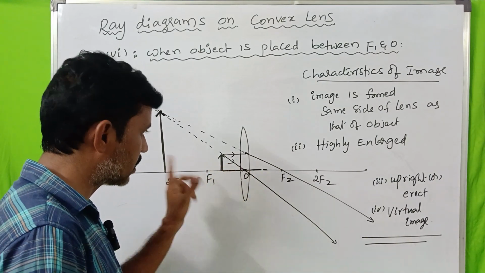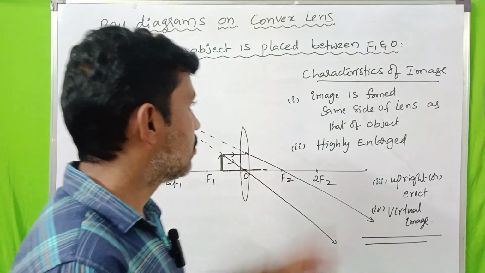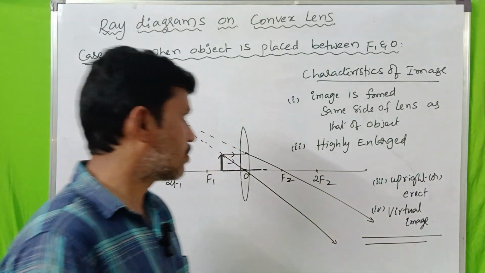Whatever it may be the position of the object in this place, we get the image on the same side of the lens as that of the object.